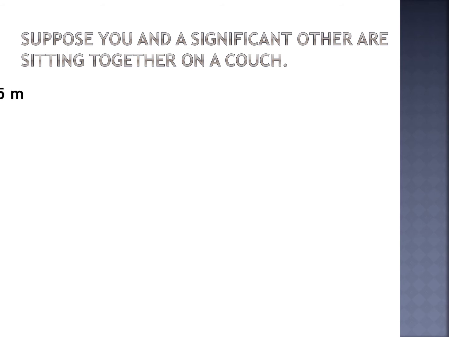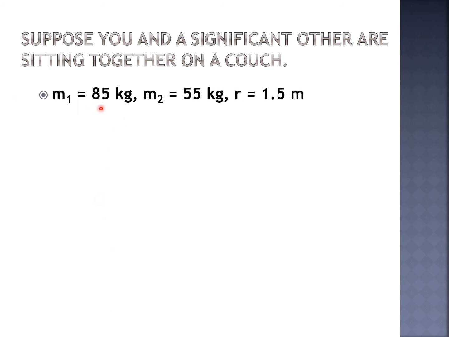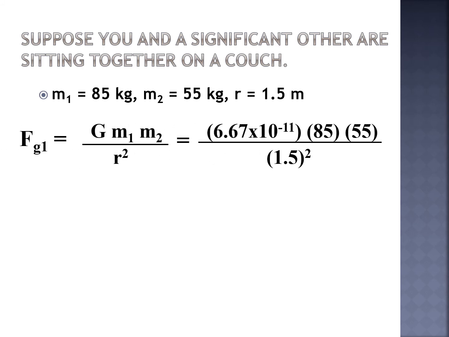Well, let's actually figure out how much gravitational force would be between the two. So we've got mass 1, average male about 85 kilograms, average female about 55 kilograms, and the two are about 1.5 meters apart, which is a good arm's length. So we take the gravitational force equation, we go ahead and plug in our numbers, 6.67 times 10 to the negative 11 times 85 times 55 divided by 1.5 squared, and we get that the force of gravity between you two is going to be 0.000000139 newtons.